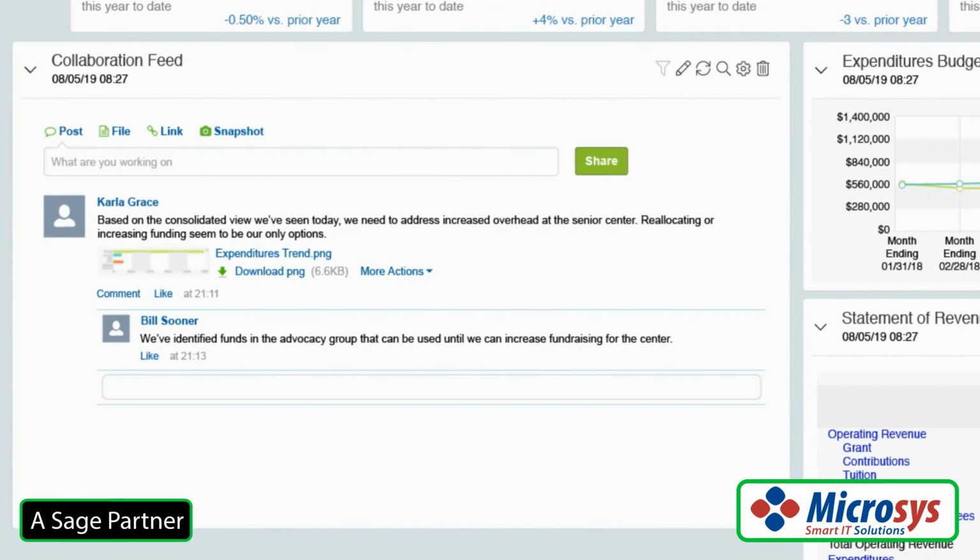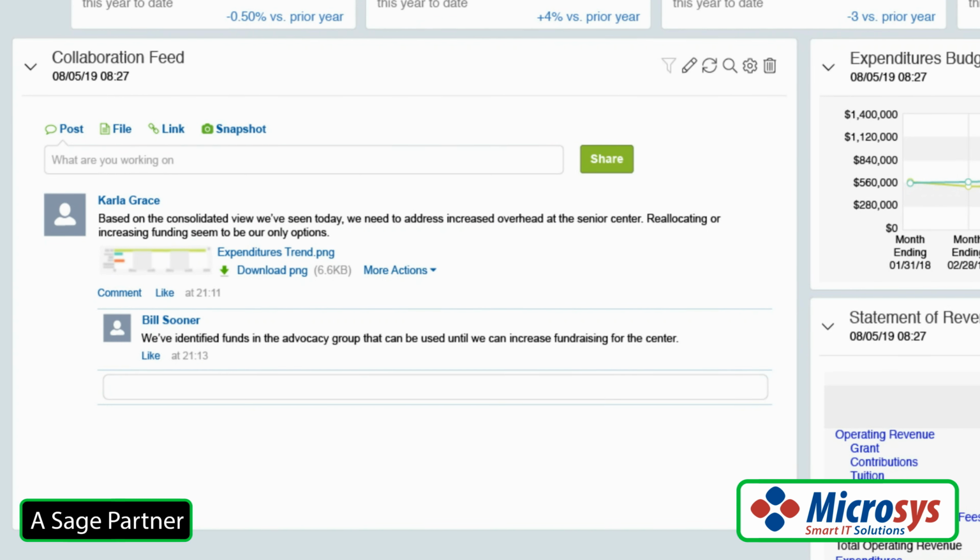they relate to. In this example, the CFO states, based on the consolidated view we've seen today, we need to address increased overhead at the senior center. Reallocating or increasing funding seem to be our only options. Notice a snapshot showing the current expenditures, now permanently stored with the conversation. A follow-up note by the controller says, we've identified unrestricted funds in the advocacy group that can be used until we can increase fundraising for the center.